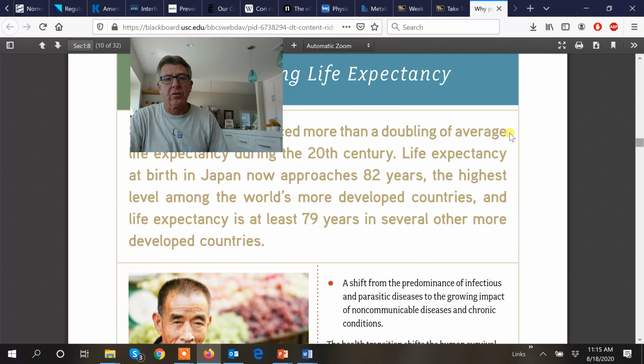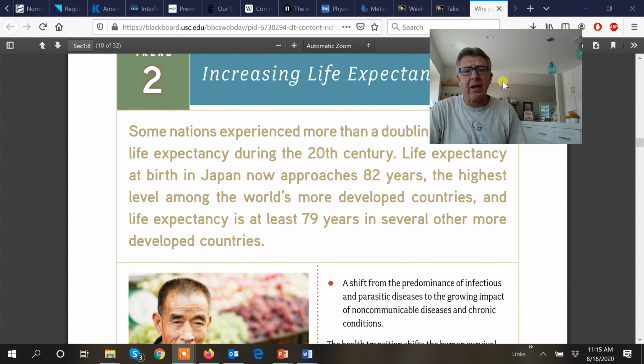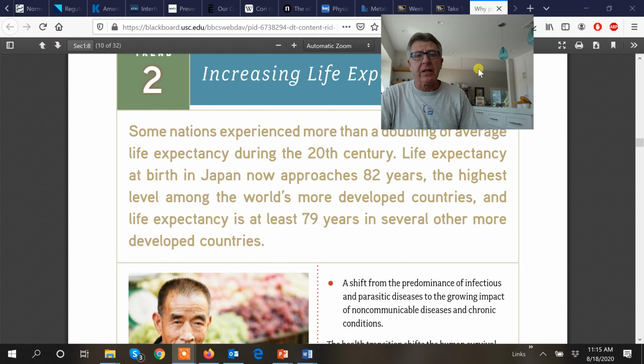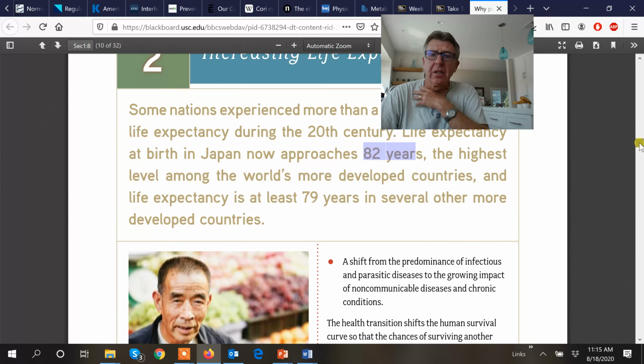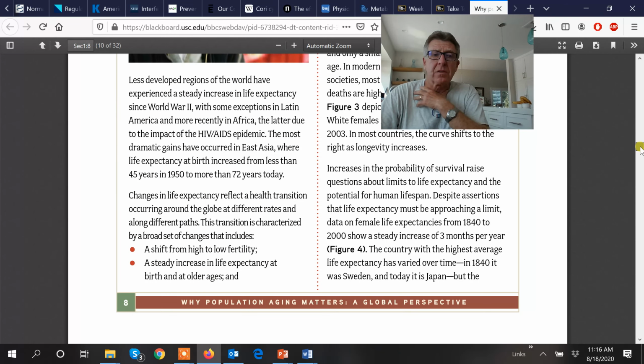So we're looking at the increase in life expectancy. 82 years right now. We had a drop in our life expectancy, and it was sadly because of the opioid epidemic and how many people were dying young from opioid overdoses. One of our professors in gerontology did an amazing study on that. So looking at the changes in life expectancy.